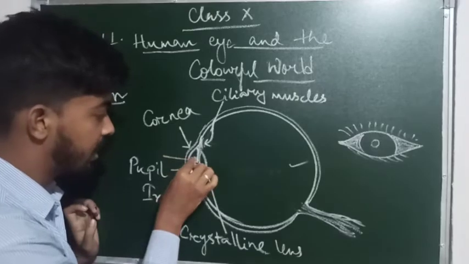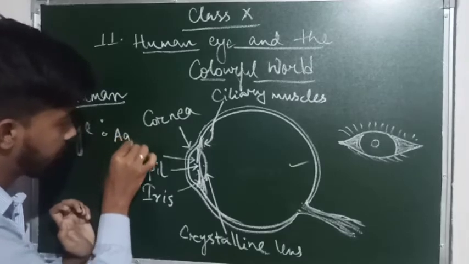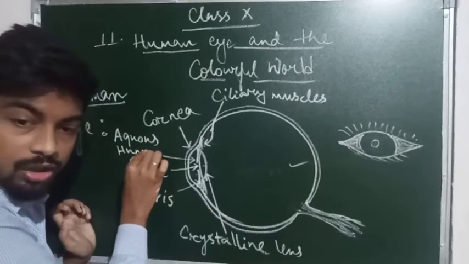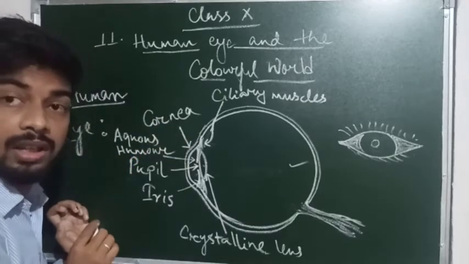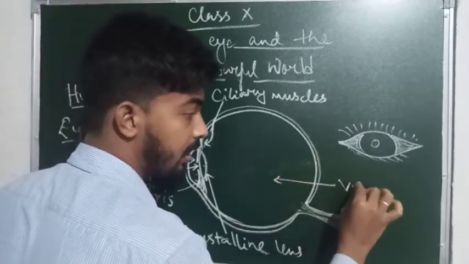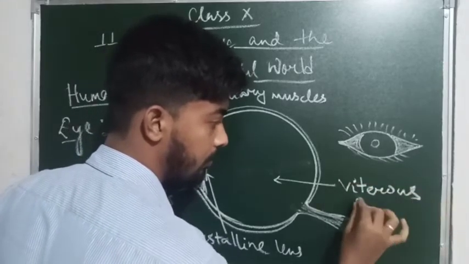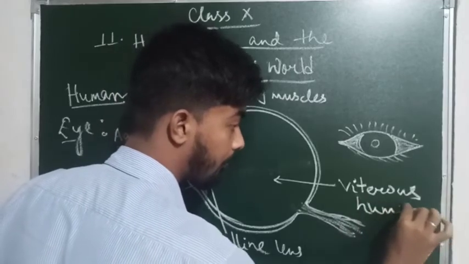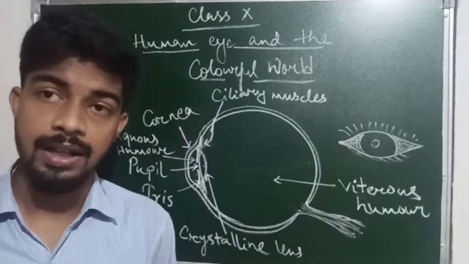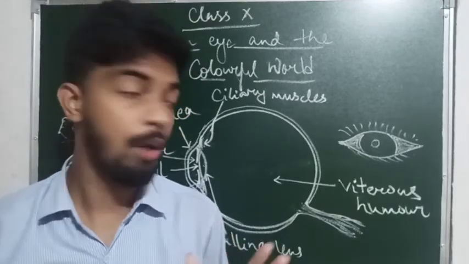The fluid which is here is known as aqueous humor, and the fluid which is present in this part is known as vitreous humor. These two fluids help to reflect the light and provide a proper refractive index of the medium so that the light can reflect properly up to our eye.